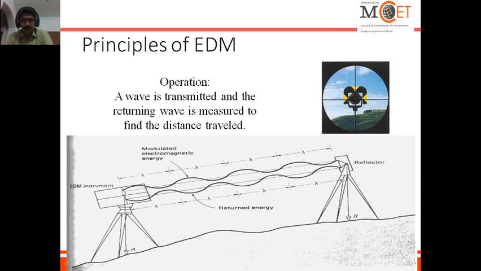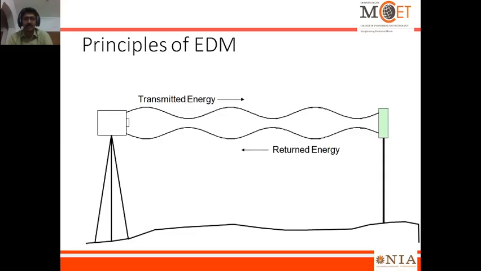See, the ups and downs of the wave is called a sinusoidal wave. Both the troughs or both the crests are considered as a wavelength distance, right? Which you already studied in physics. So the modulated electromagnetic energy is transmitted and gets reflected. The return energy, when it hits the prism and comes back, this concept is used to measure the distance. So the transmitted energy and the return energy, right?